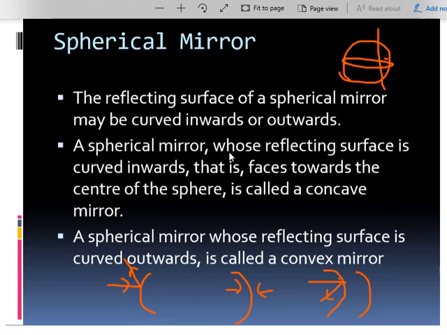A spherical mirror whose reflecting surface is curved inward, that is, faced towards the center of the sphere, is called a concave mirror. A spherical mirror whose reflecting surface is curved outward is called a convex mirror. Now this is known as a convex mirror.